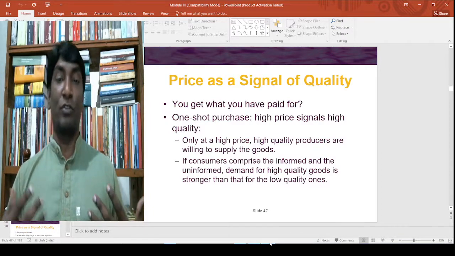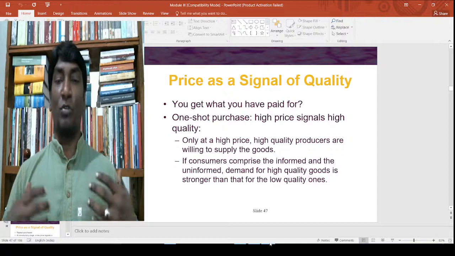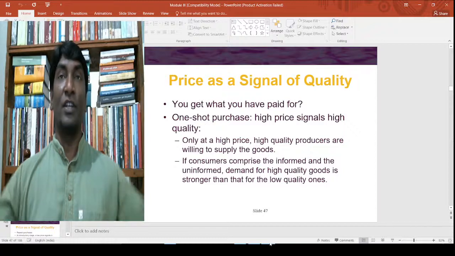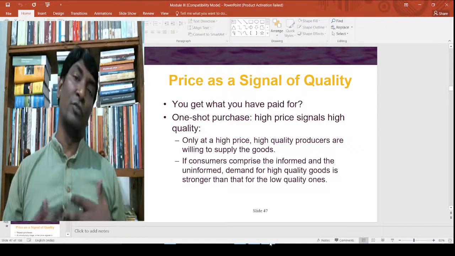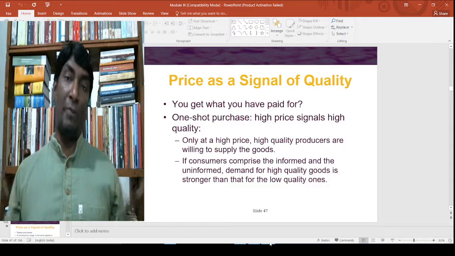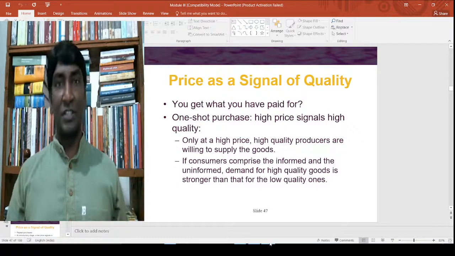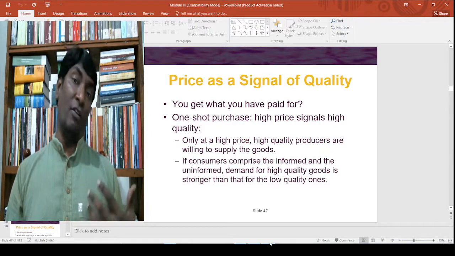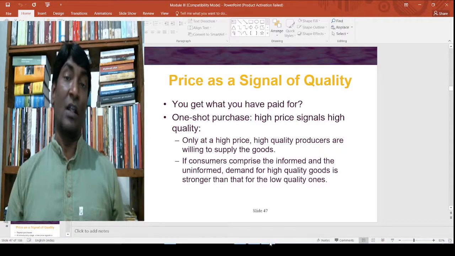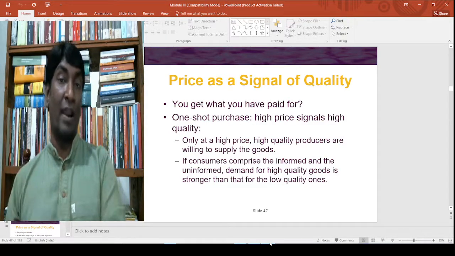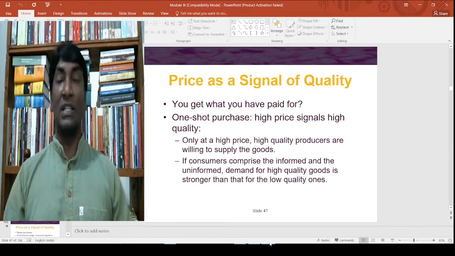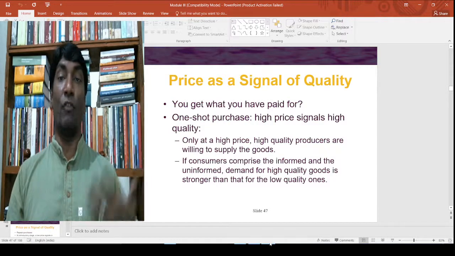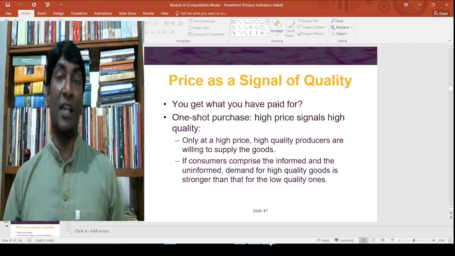Now we are looking into price as a signal of quality. You get what you have paid for, a one-shot purchase: high price signals high quality. This is what everybody thinks. If I am paying a high price, then the commodity is very good. For example, people buy high-end computers. A high-end computer from Apple and one from Dell have a completely different set of prices. One would cost 2-3 times more than the other.